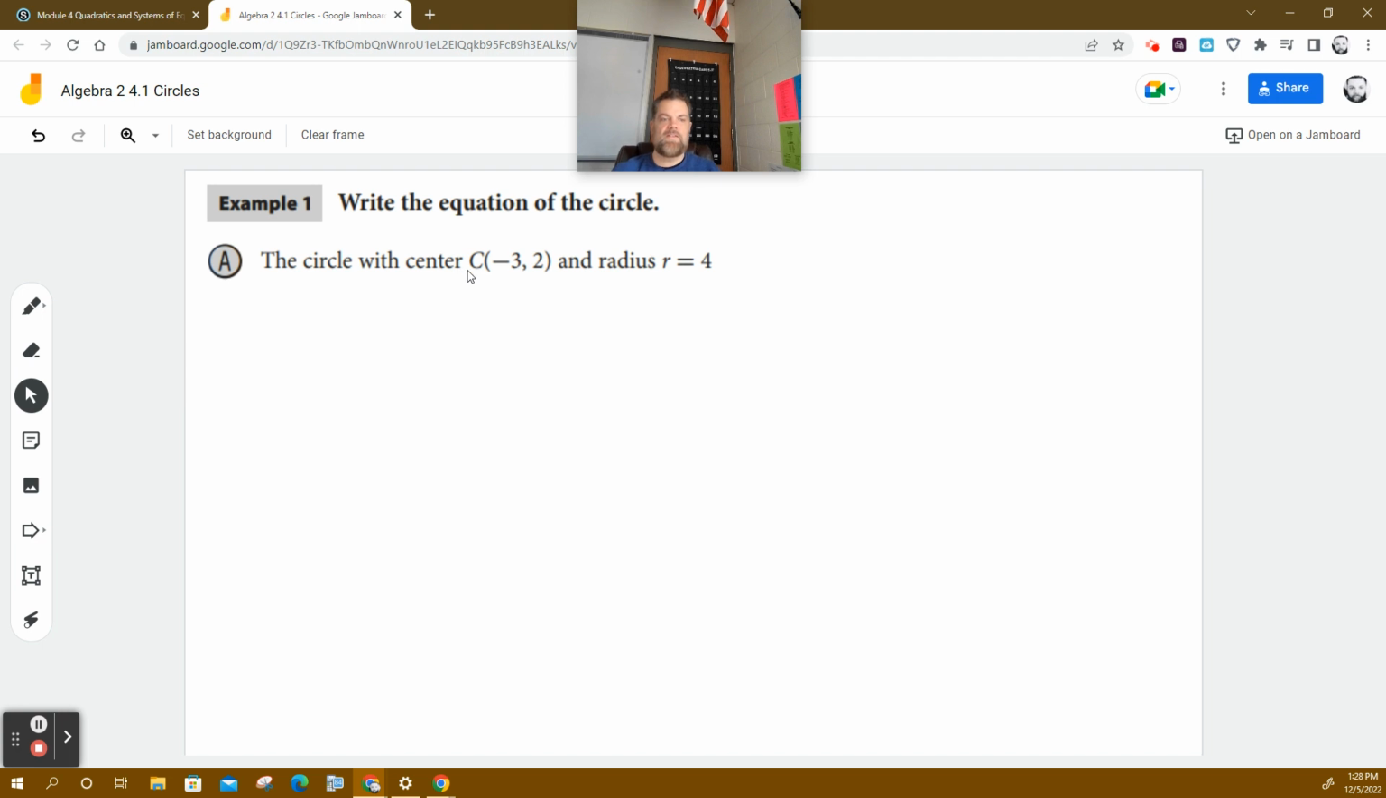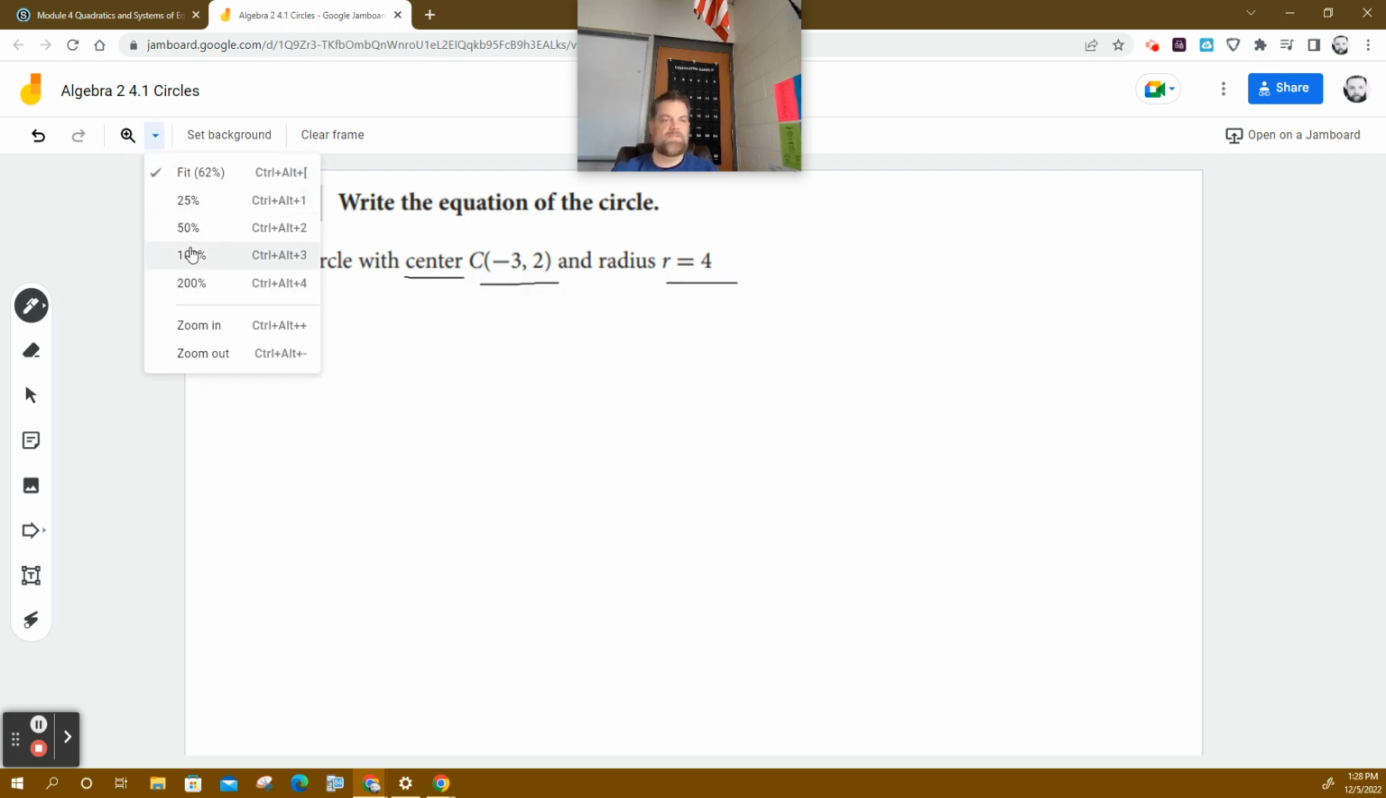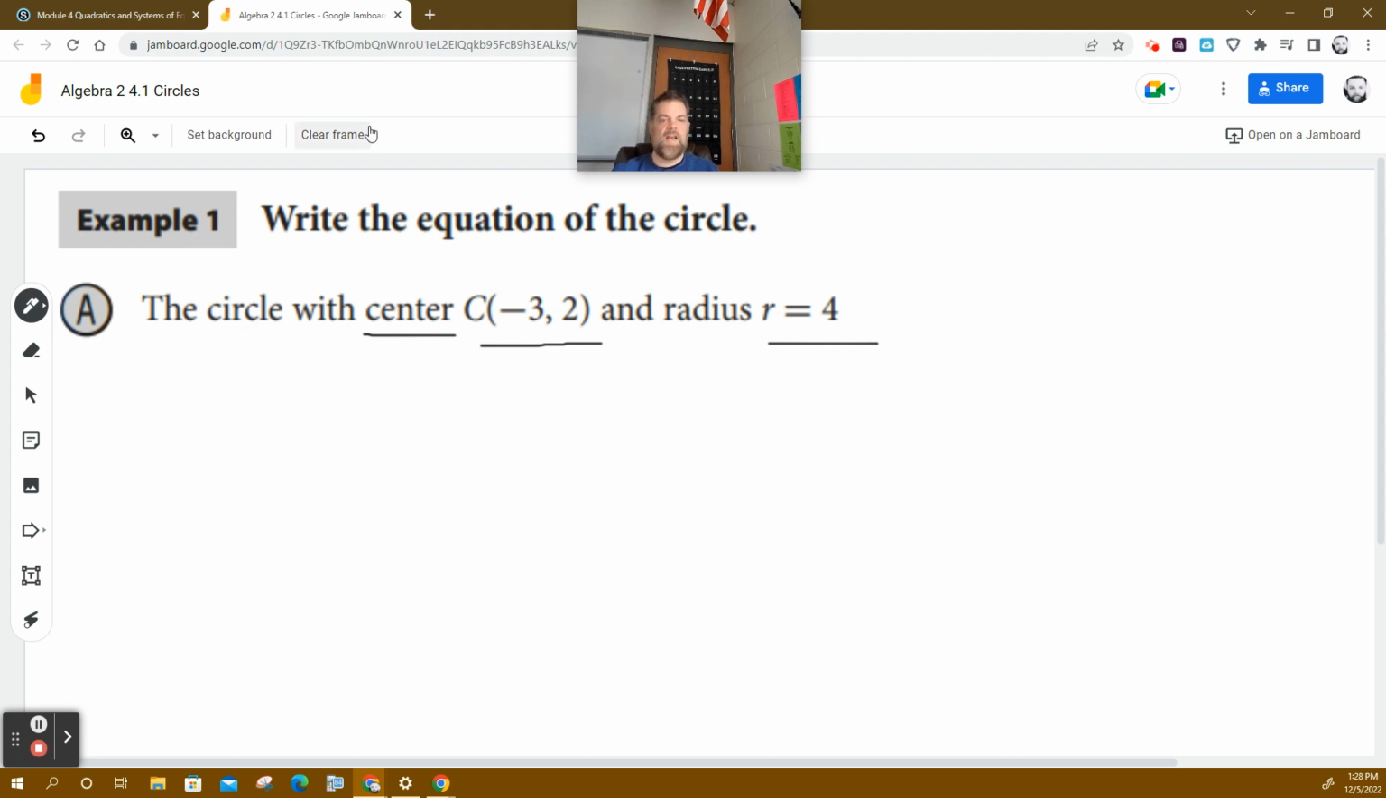So it says write the equation of a circle with the center of this, and the radius of this. You've got to write this down. So remember that the center of the circle is h, comma k.